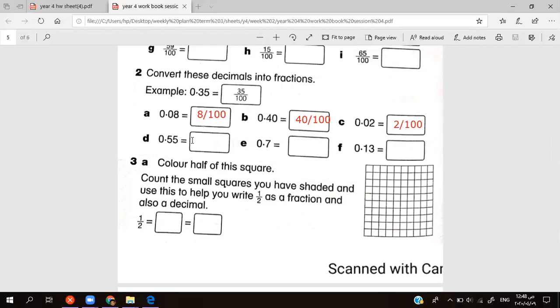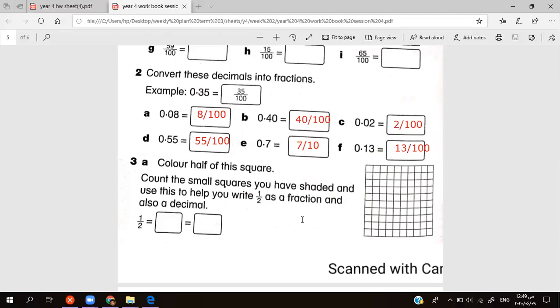Okay, as for D, the number is 55. Over how many? How many numbers after the decimal? 2. So it's over a 100. Here, what's the number? 7. How many numbers after the decimal? Only one number. So only 1 zero, so it's a 10. Okay. Here, it's a 13. Over how many? 2 numbers after the decimal, so over 100.